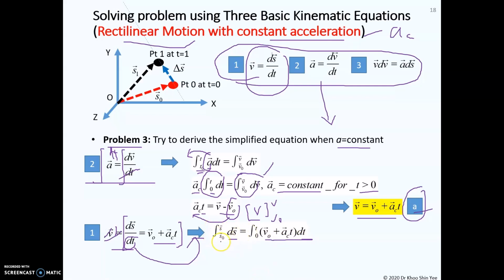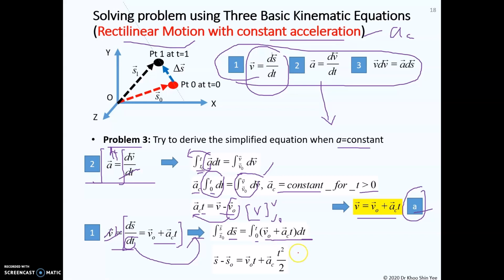Integrate both sides and substitute the limit. Then we can perform the integration. On the left hand side, you have x, and after you substitute the limit, you obtain x minus x0. On the right hand side, integrate v0 dt, you obtain v0t. Integrate ac t, you obtain ac t squared divided by 2. So you need to substitute the limit t0, and don't forget the summation.